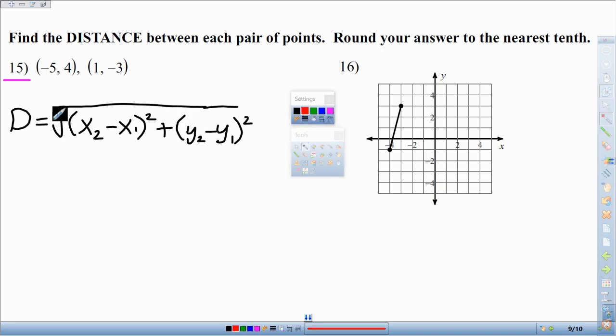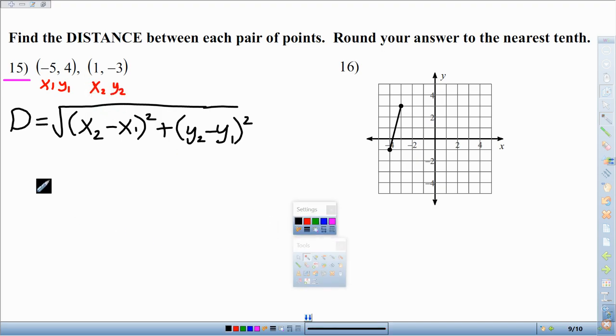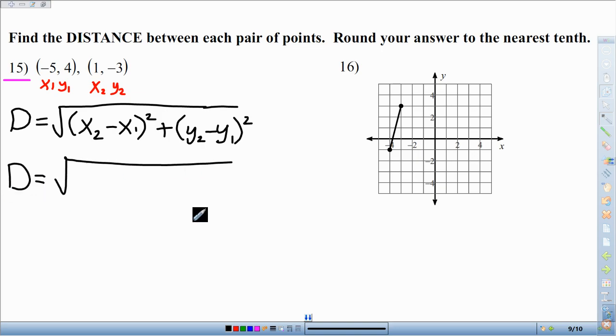Before I do anything, I'm going to label my points. Here's my first x and first y. Here's my second x and my second y. When you plug these in, take your time. Look out for double negatives. They might happen. Let's try it. x2 is 1. Built-in minus, always right there. x1 is -5. Yep, looks like a double negative happened there. Really easy to miss that. Plus y2 minus y1. y2 is -3 minus y1, 4.